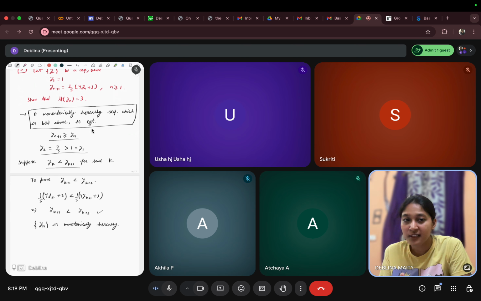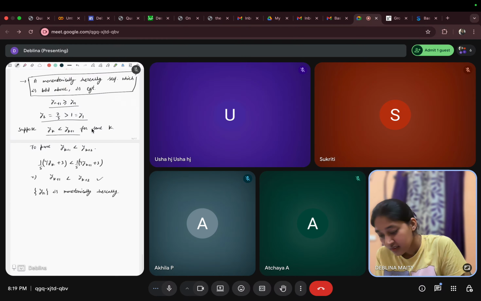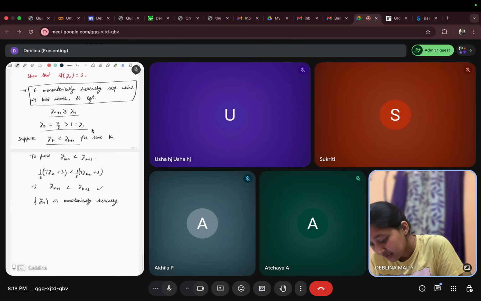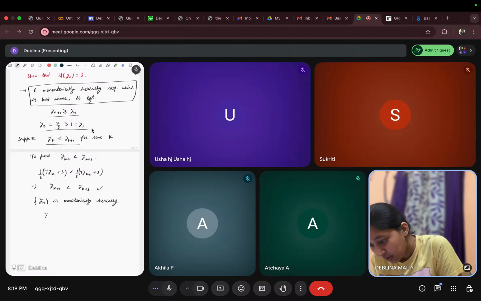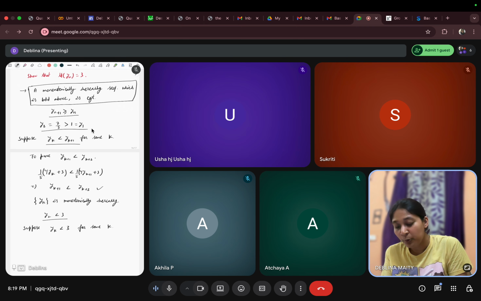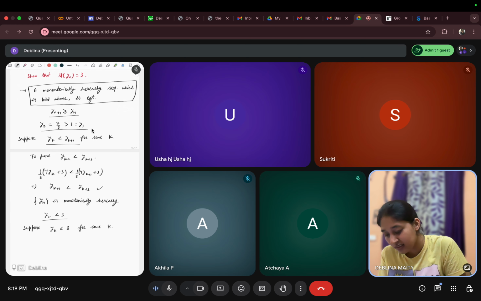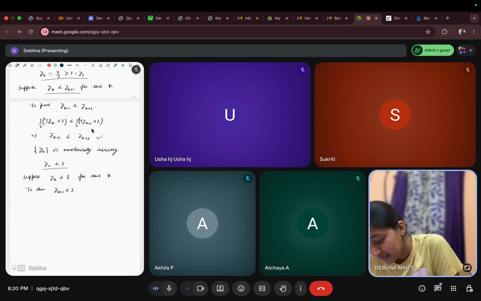Now we have to prove it is bounded. We will also prove this by induction. y2 is less than 3, right? Now suppose yk is less than 3 for some k. Now we have to show yk+1 is also less than 3. Then we'll say that all the members are less than 3.